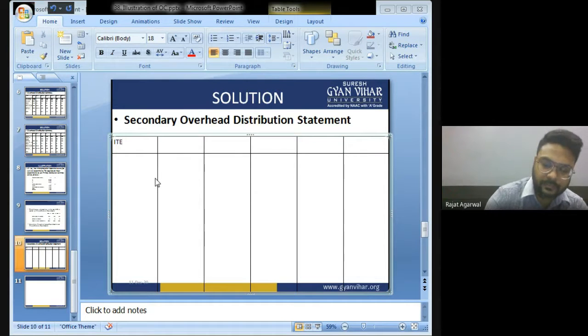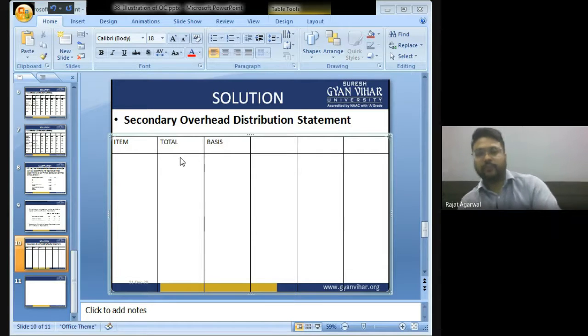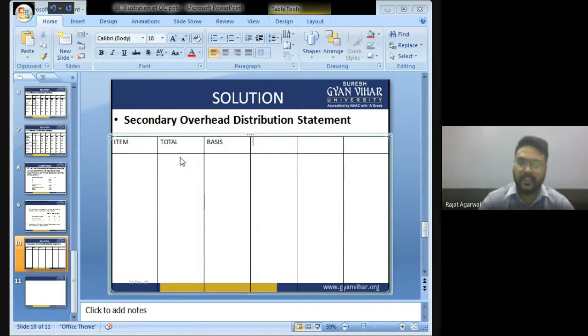First of all, item, total, basis. You have to distribute the expenses in three departments, that is department A, department B, department C.